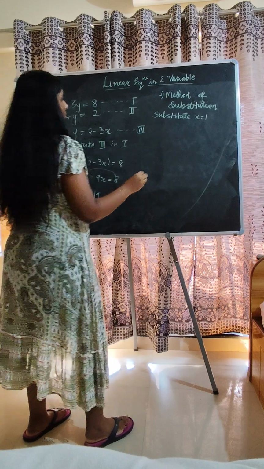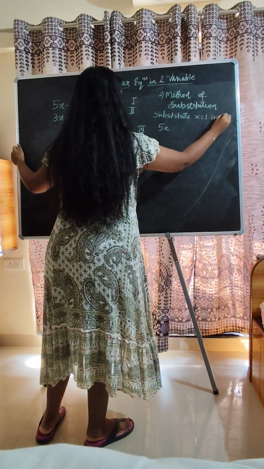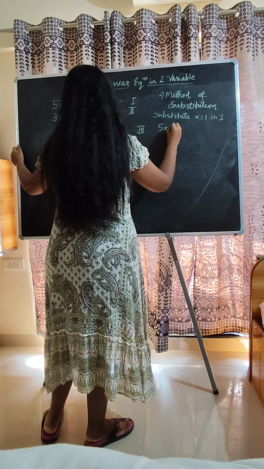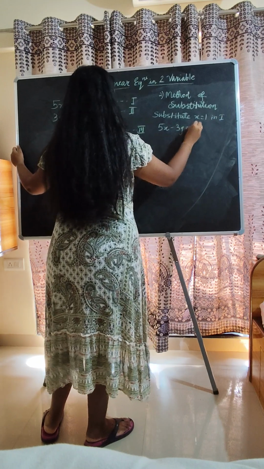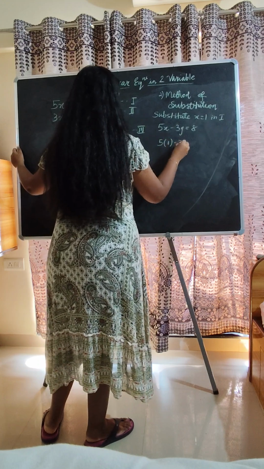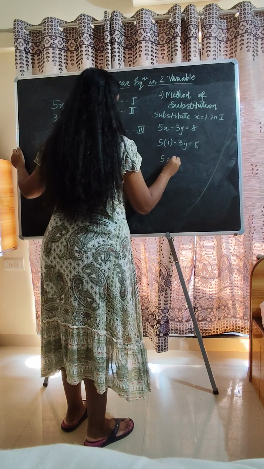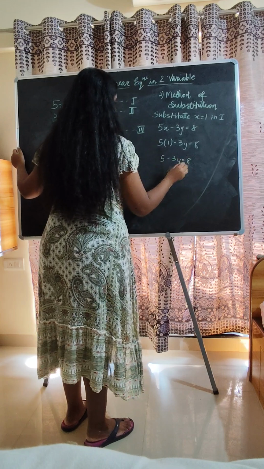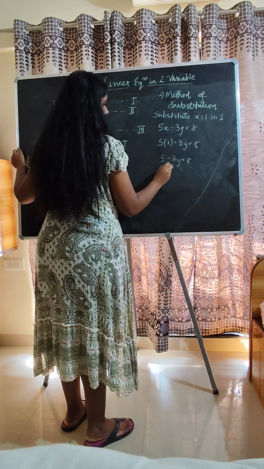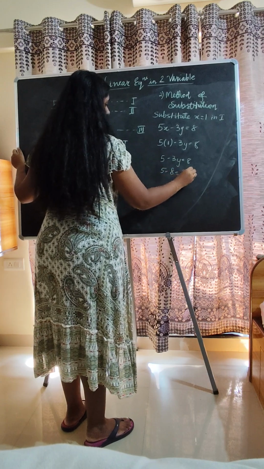So I will now substitute in the top one. 5x minus 3y equal to 8. 5 into 1 minus 3y equal to 8. 5 minus 3y equal to 8. I'll take 8 this side. 5 minus 8 is 3y.